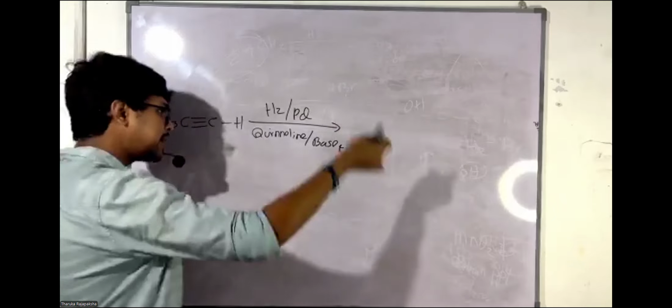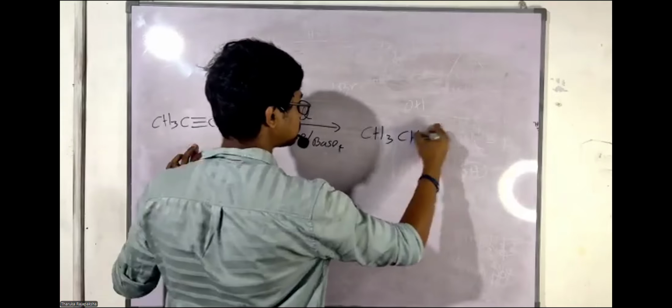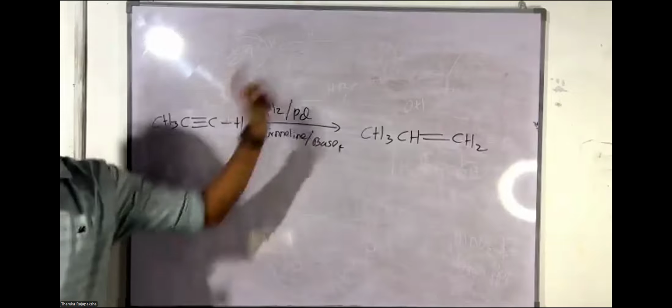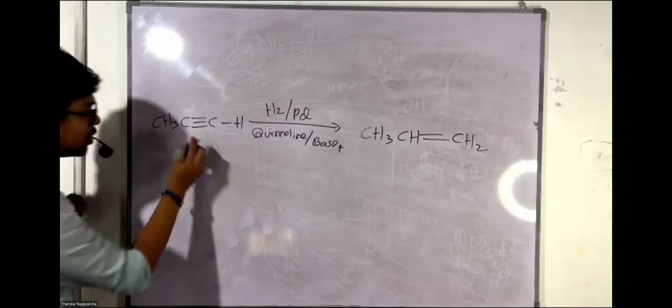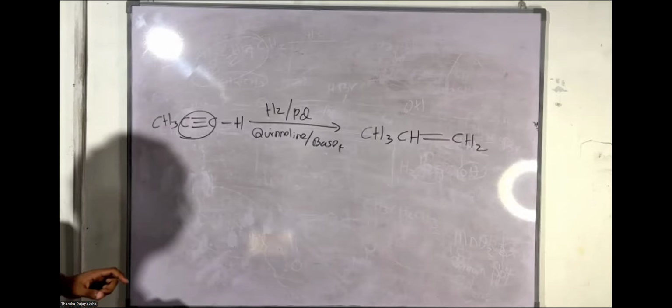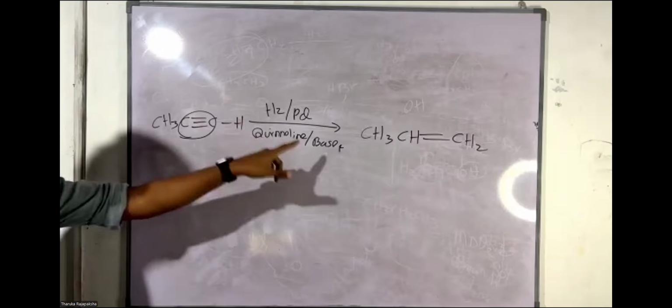And now, what is the product? It's an alkene. It will stop at an alkene. It will stop at a double bond. The reaction will stop at a double bond. That is what's happening, so we are focusing only on this point. In the other carbons, nothing changes. This is what you are focused on: hydrogen, palladium, quinoline, barium sulfate. So you get the product like that.